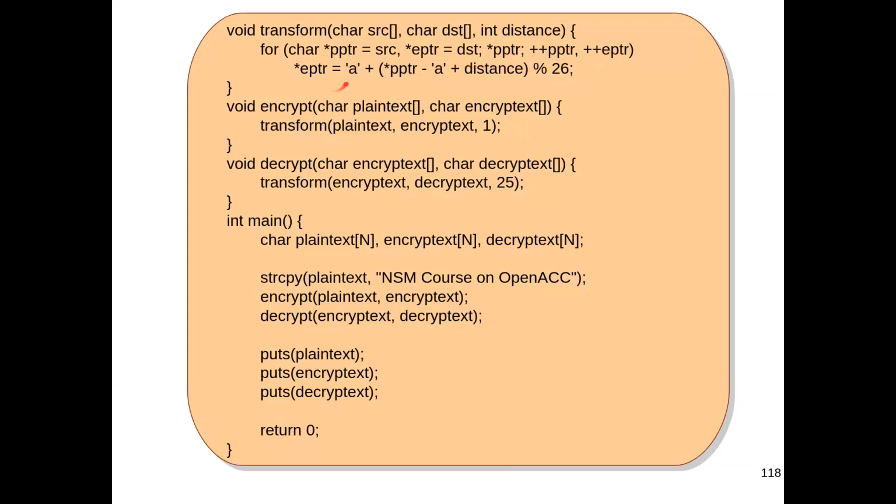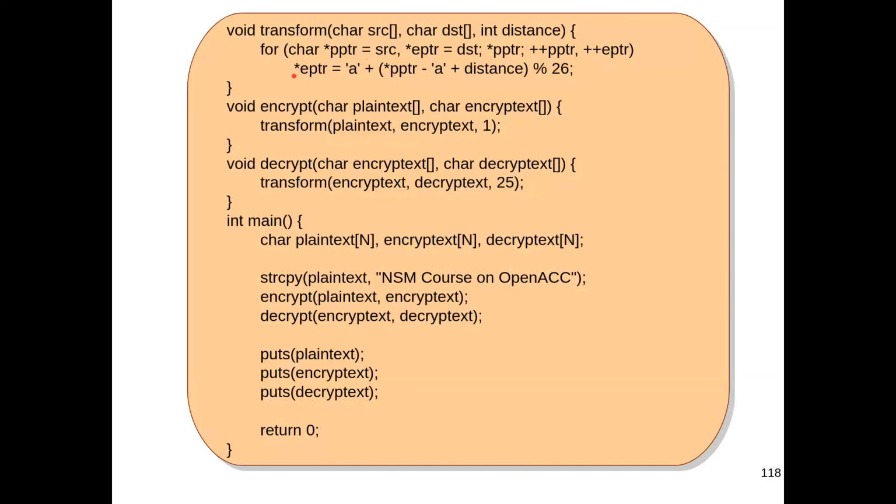What you do with each character is essentially find out what is the number of this character from 0 to 25. Right? So that we will do by the character minus a gives you that distance. Gives you the number in the ASCII values from 0 to 25, plus distance gives you the next number, and mod 26 is going to take care of this wraparound. From z it should become a, and so on. And that you add to the ASCII value of a, and you get the modified character which you assign to EPTR.